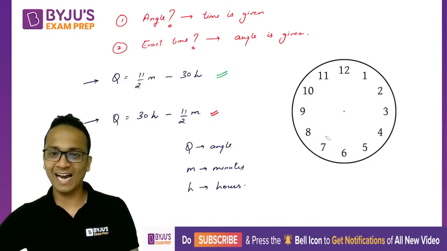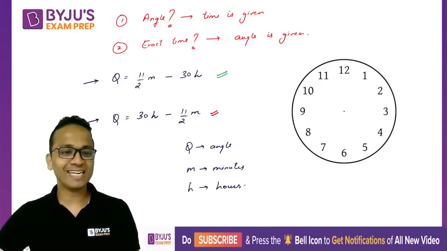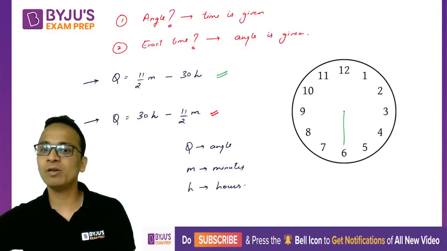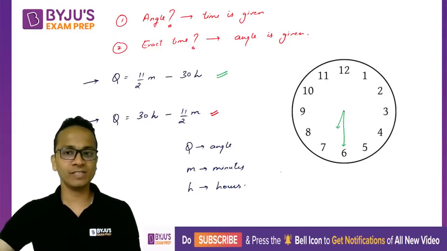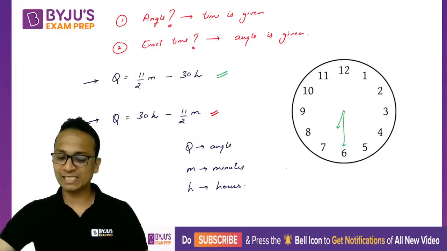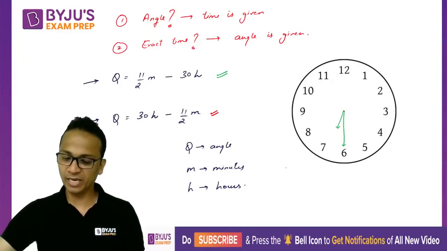Samir is asking at 6:30. So at 6:30, I'll quickly tell you. The minute hand will be exactly here and the hour hand will be here between 6 and 7. So now you can make out which formula to be used. I'll be using the second formula in this case.